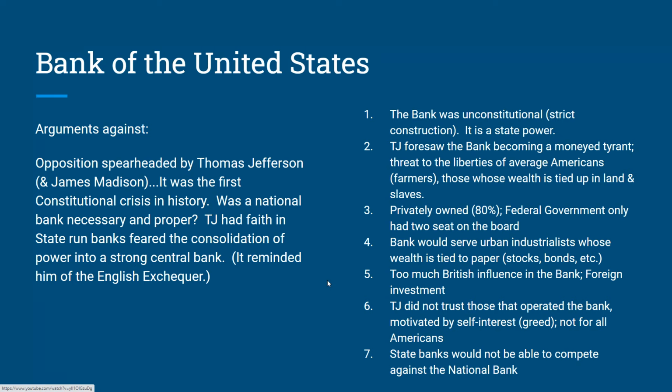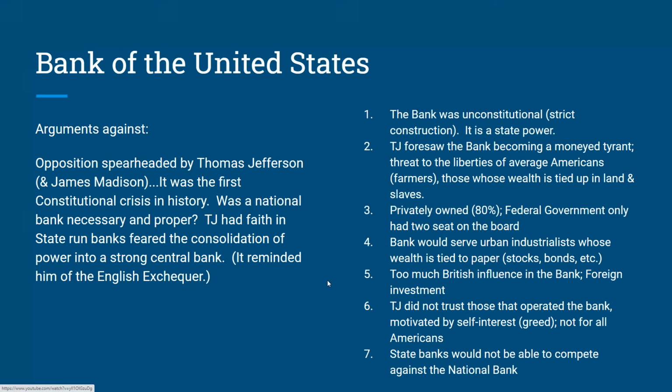Hamilton's bank kind of reminded him of the British banks that the king would use prior to the Revolution. So here are the arguments against the bank. I've got 7 major ones. Interestingly enough, these will be many of the same arguments that Andrew Jackson is going to have 20 years or so down the road as the bank is going to be rechartered.